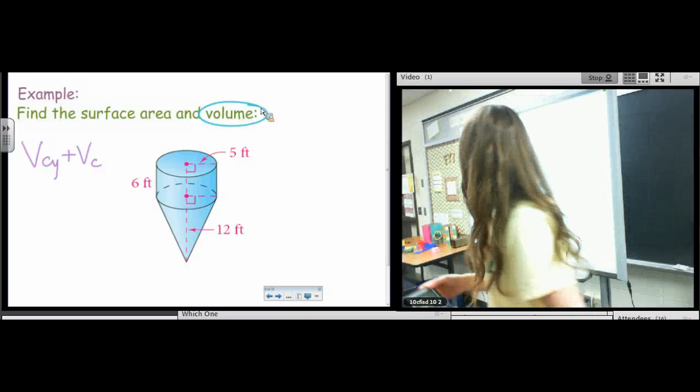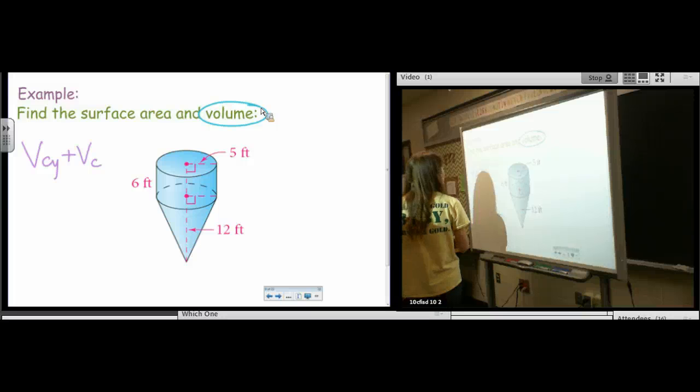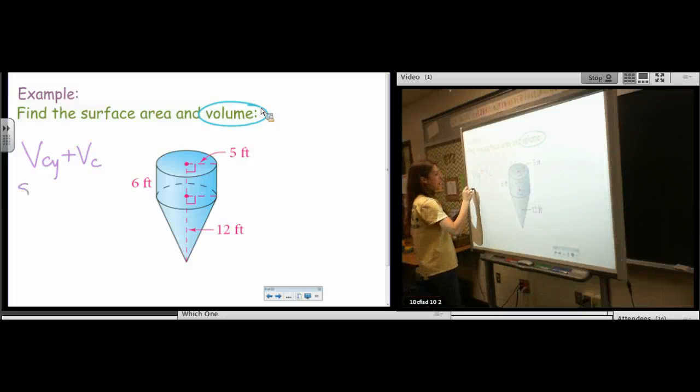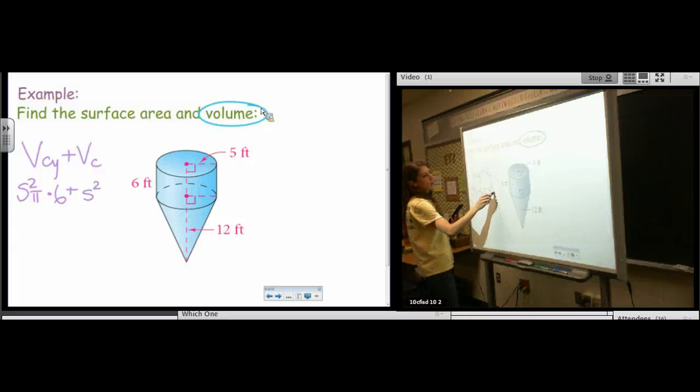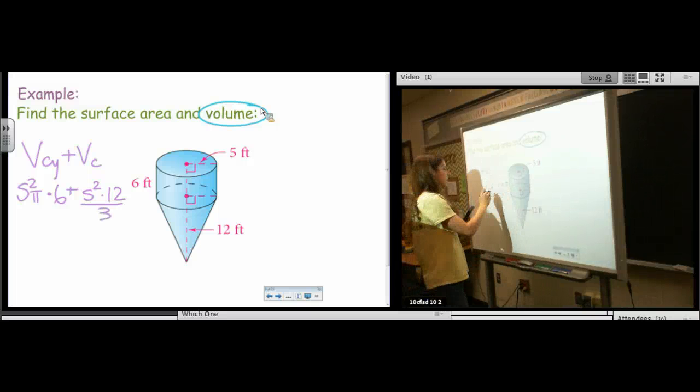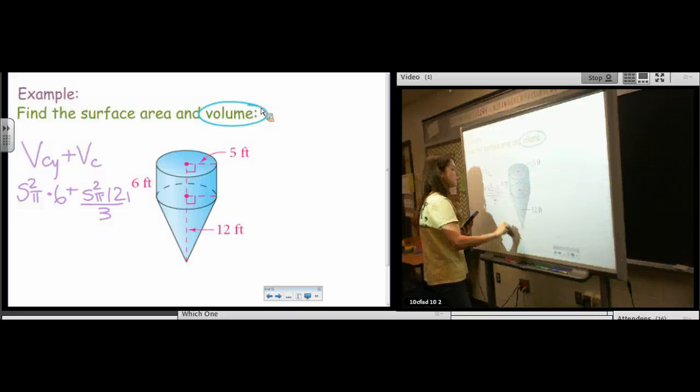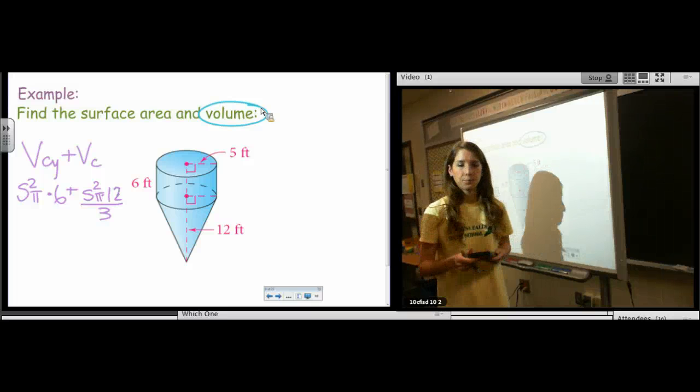Okay, so volume of the cylinder, base times height. Volume of the cone, base times height divided by 3. So are y'all with me on this part? Here, let me put a pi in there just so I'm not leaving anything out. Base times height divided by 3.